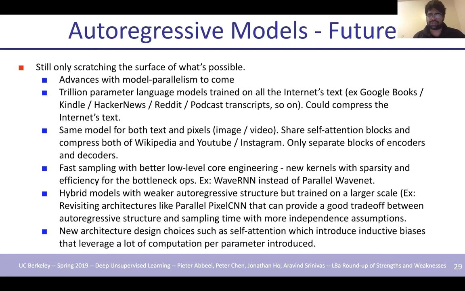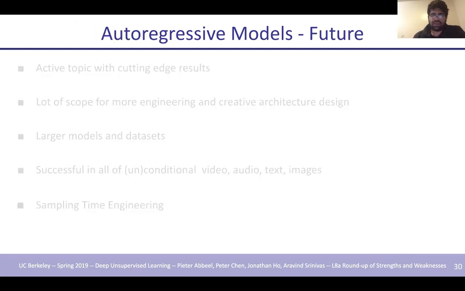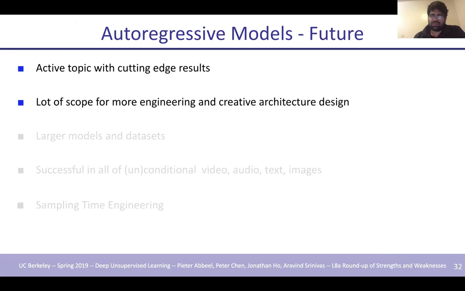And of course, all these architectural innovations that help in long-range dependencies will always help as you keep moving to bigger images or video or something like that. These kinds of ideas should help a lot. So, a summary of autoregressive models could be that it is an active topic with a lot of cutting-edge results, and there's a lot more scope for new engineering and creative architecture design, and larger models and data sets are clearly needed to realize the full potential of this class of models.